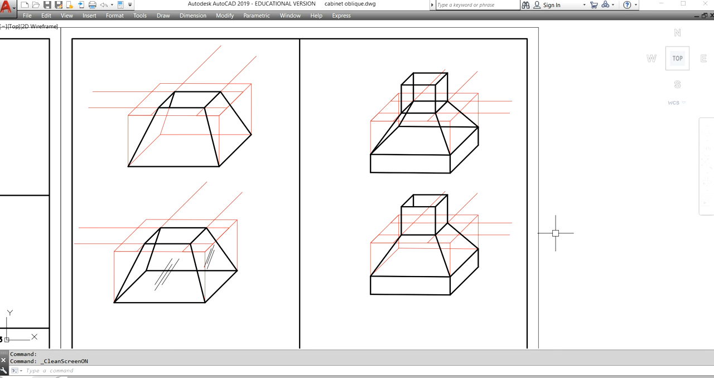So as you're seeing, this is the method how to do a proper slope inclination in a wireframe involving cabinet oblique. Take time to design the drawing.